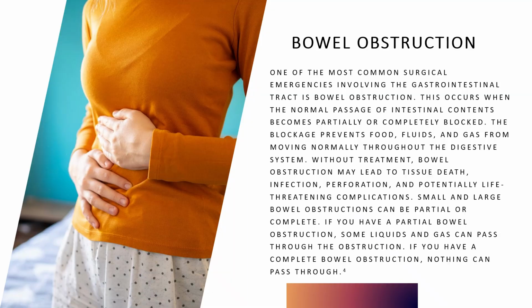Now we will be diving into our second pathology, which affects the thoracic abdomen area. That pathology is bowel obstruction. It is one of the most common surgical emergencies involving the gastrointestinal tract. This occurs when the normal passageway of the intestinal contents becomes blocked or partially blocked.